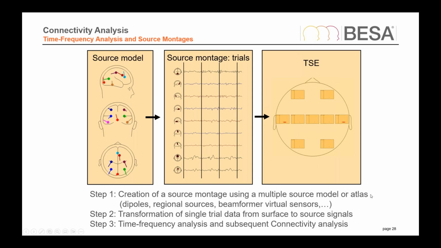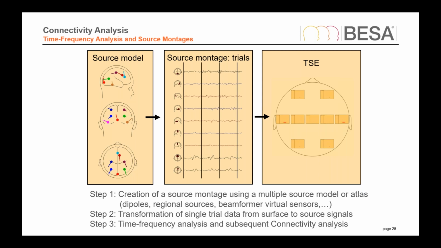We can also use an atlas for this, for example, the AAL atlas or other atlases. We could use beamformers to create virtual sensors in the brain, and these can also become source montage sensors. Then we apply these source montages to our individual trials, and then we can do our time frequency analysis and, for example, temporal spectral evolution in source space rather than looking at sensor space where we have a lot of volume conduction effects.